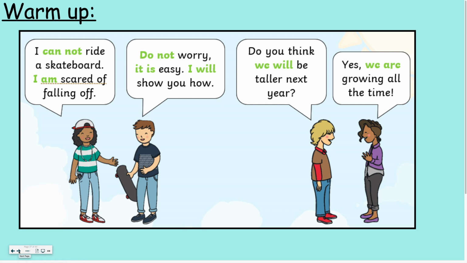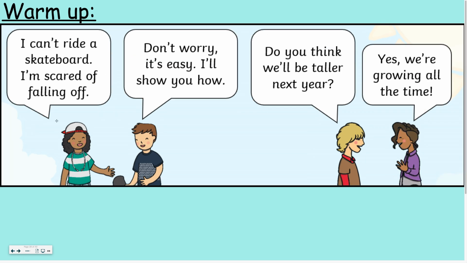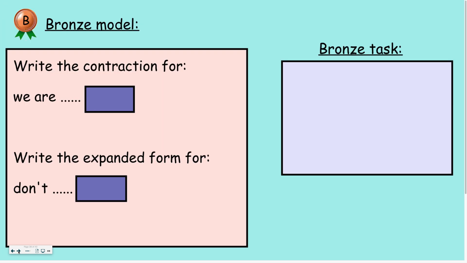Okay, so let's have a look and see if you've got this right. So, I can't, rather than I cannot, ride a skateboard. I'm, instead of I am, scared of falling off. Don't, instead of do not, worry. It's, instead of it is, easy. I'll, instead of I will, show you how. And then over here, do you think we will be taller next year? Yes, we're, instead of we are, growing all the time. So well done if you changed those correctly.